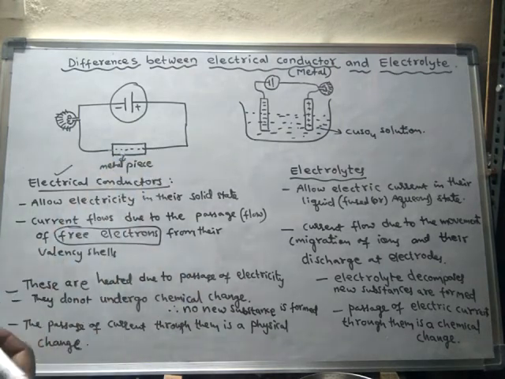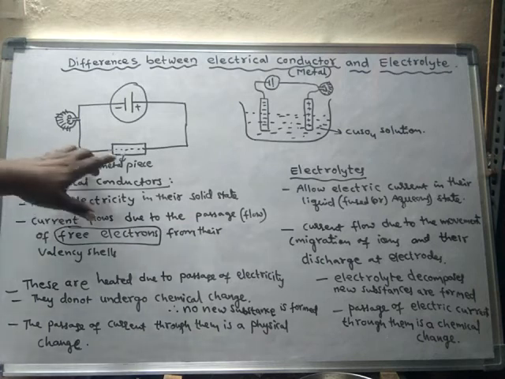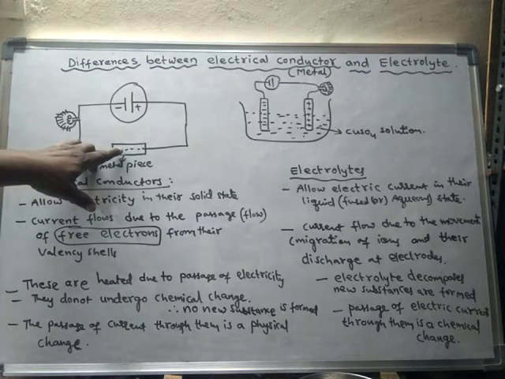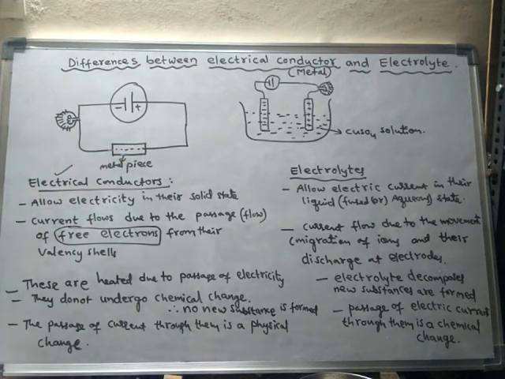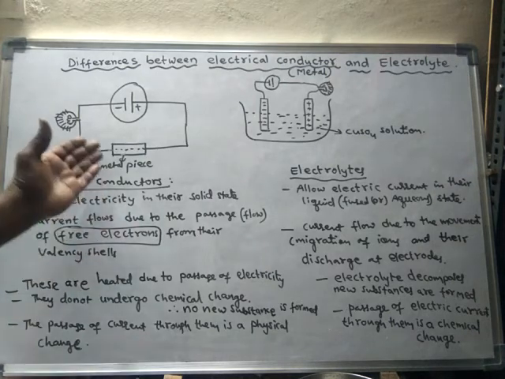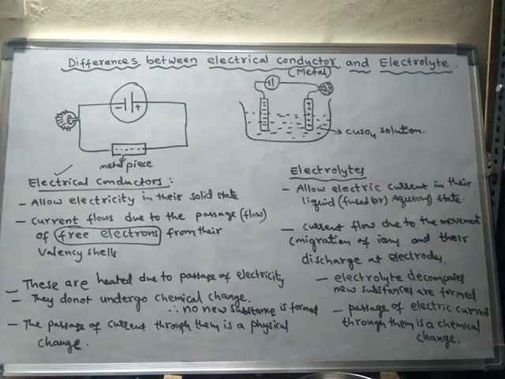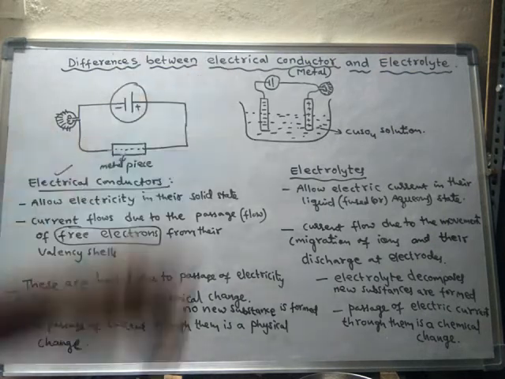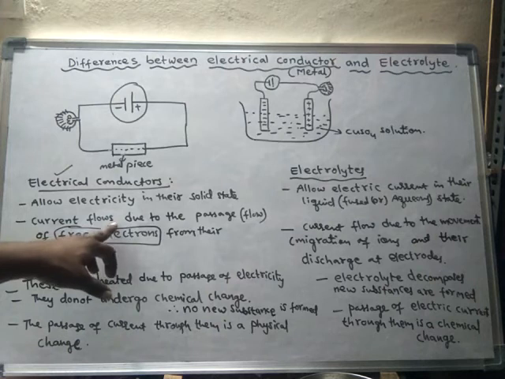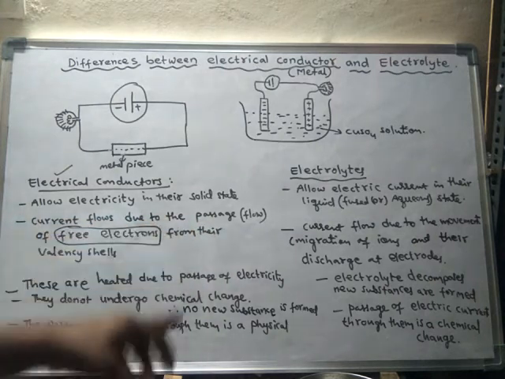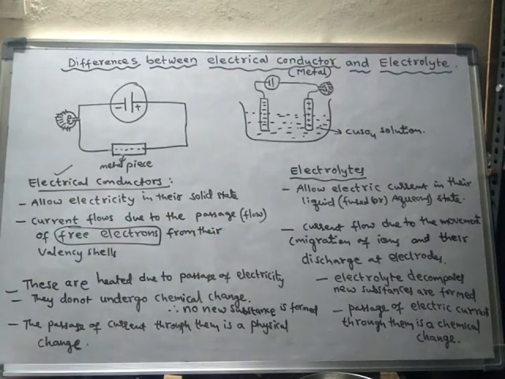Actually, in every metal atom, in their valency shell, the electrons are loosely bonded. So those electrons from one atom will move to another atom. So electrons come out from the valency shells of the metal atoms and they will flow through the solid. So due to the flow of these free electrons, the current will flow. Current flows due to the passage of free electrons from their valency shells.